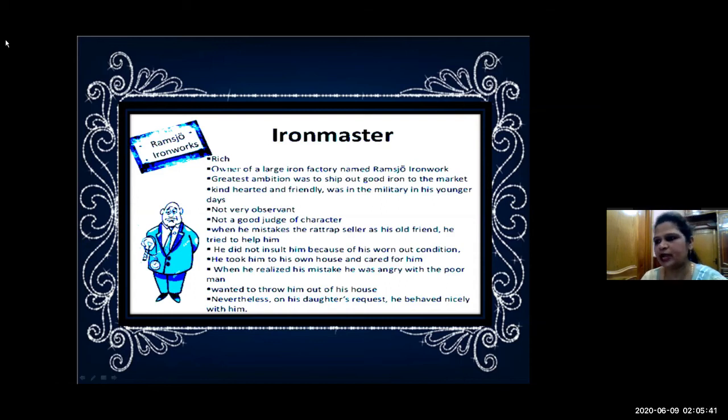He tried to help him. He didn't insult him because of his worn out condition. But when he realized his mistake, he was angry with the poor man. He wanted to throw him out of the house. Nevertheless, on his daughter's request, he behaved nicely with the peddler too.